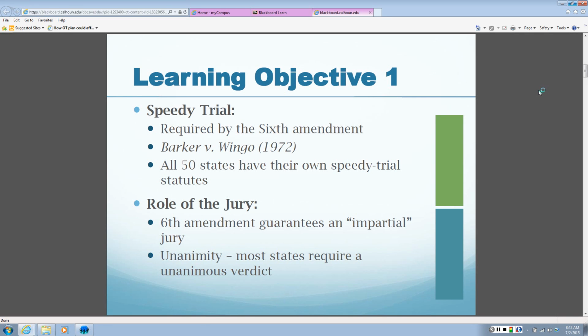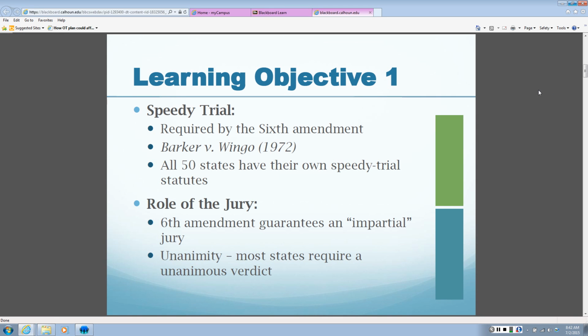Juries in most states also require a unanimous verdict for criminal cases. And that means if you've got 12 jurors on the jury, all 12 must agree to convict, or all 12 must agree to acquit, find you not guilty.